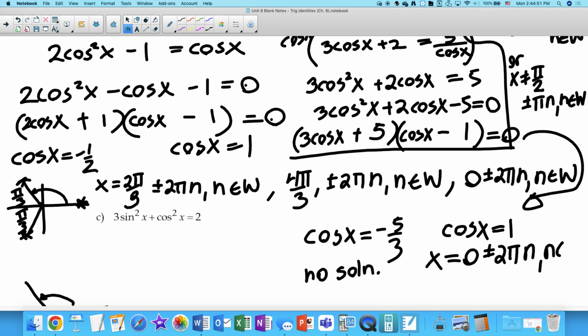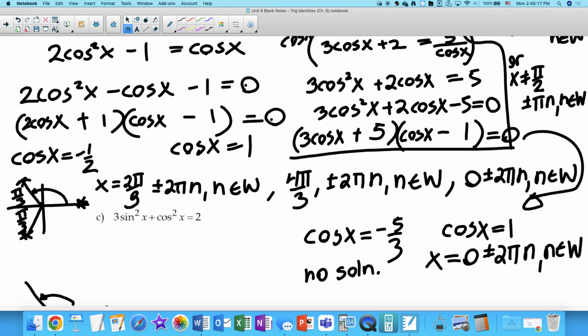Yeah. It can't be -5/3. Why is it? Because cosine of x has to be a value whose magnitude is less than or equal to 1. And if you think about cosine as being adjacent over hypotenuse, the adjacent cannot be larger than the hypotenuse, right? So that's one way of thinking of it. You can also think about it in terms of the graph.